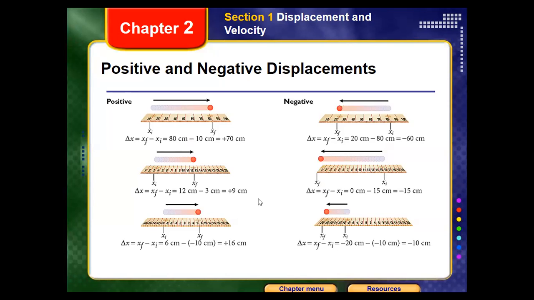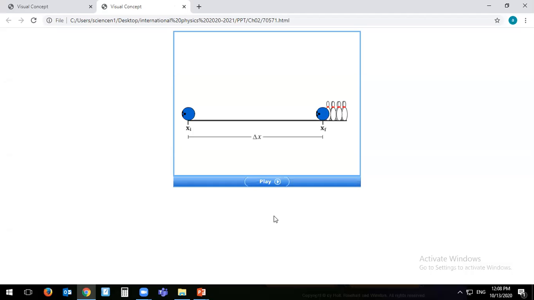Okay, we have positive and negative displacement. Just a minute. Let's check the following video which explains how displacement could be measured.